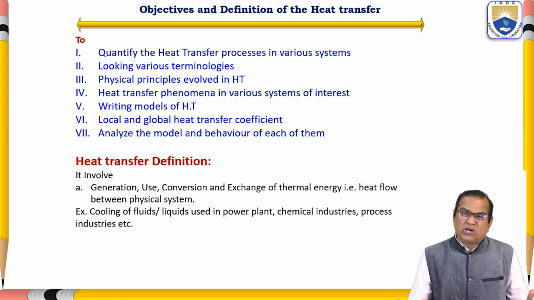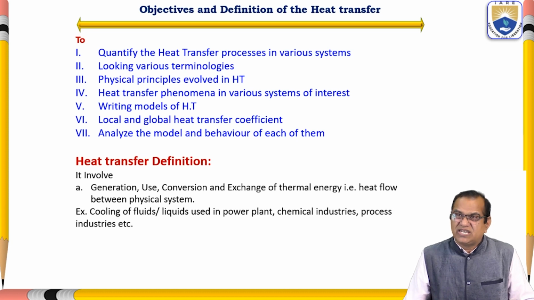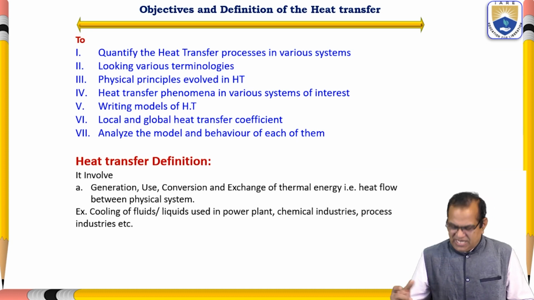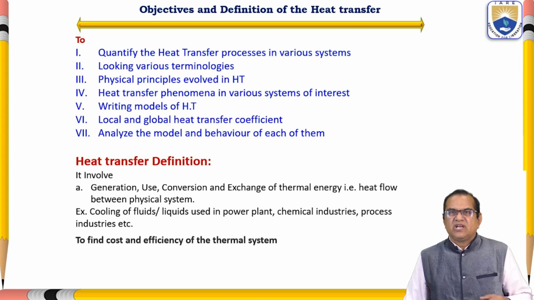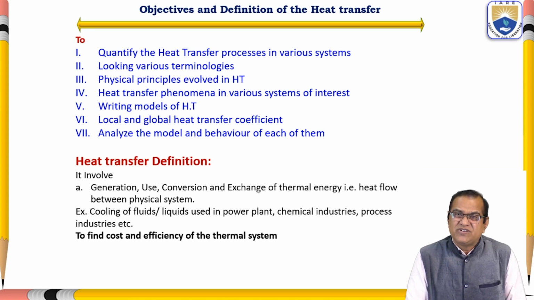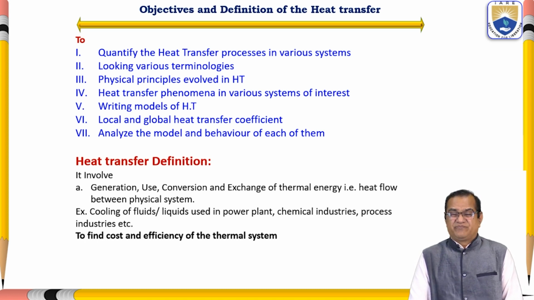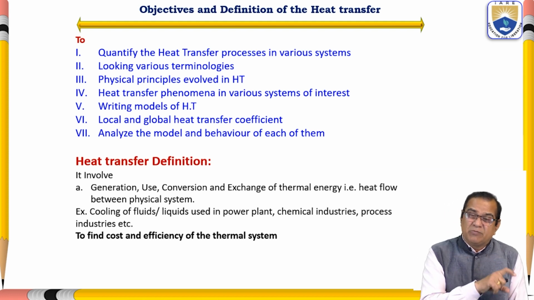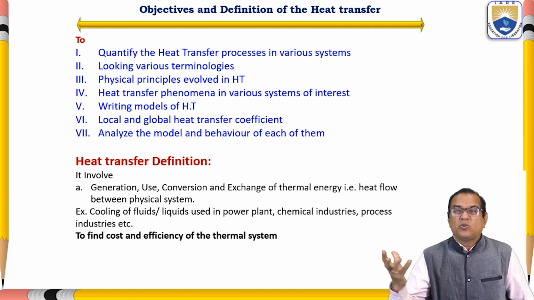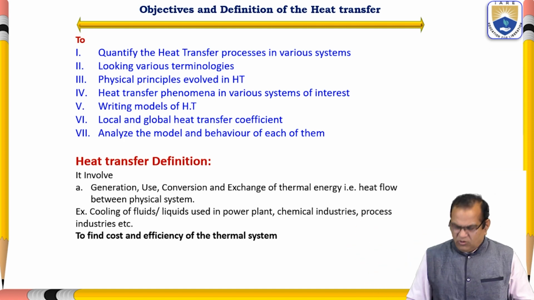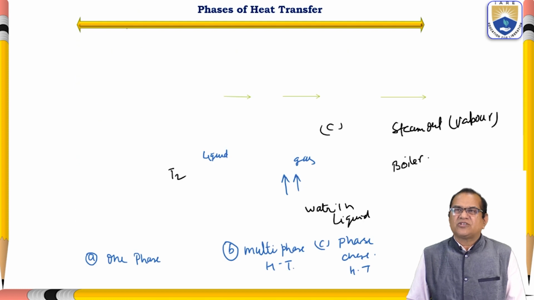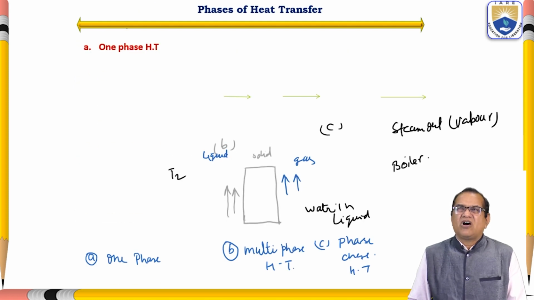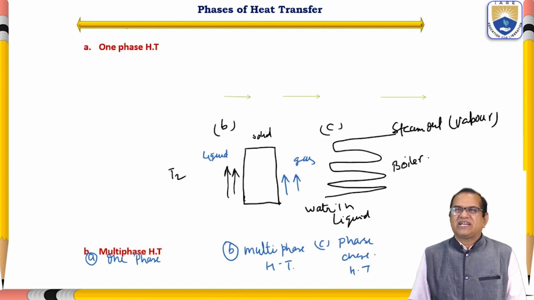It may be for the cooling of the fluids or liquid in the power plant. You might have seen the heat exchanger, chemical industries, process industries and so on. Another objective is to find the cost and efficiency of the thermal system, to find how much cost. We have seen one numerical in my previous class, how many rupees to cool one house. That I have discussed. So we can also find the cost.